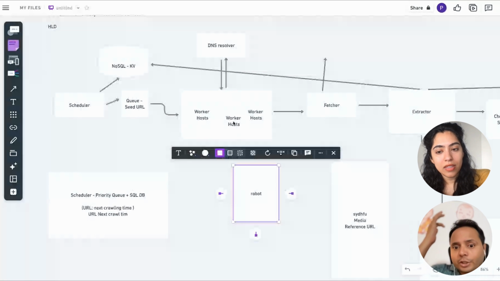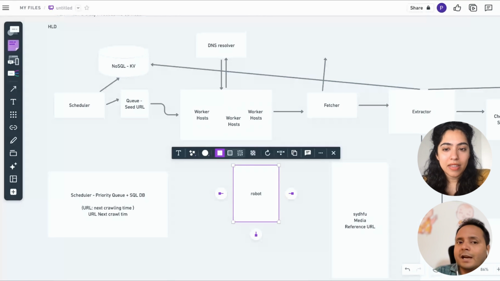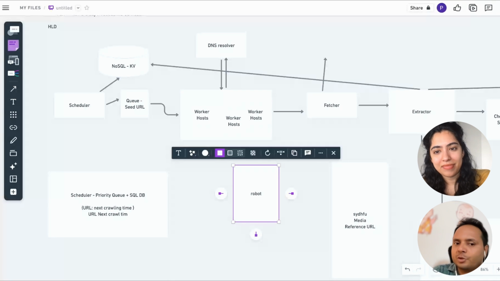Probably API discussion is something which I missed, but the fact that I'm acknowledging that as a candidate, I think that would convey my intentions to the interviewer. I think that's good enough. If an interviewer really wants to dig into something like that, they will prompt you to do that.